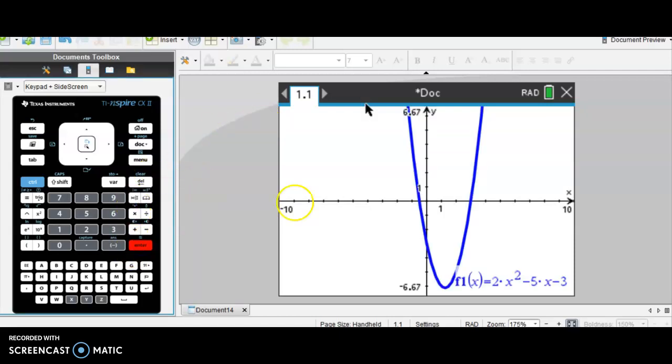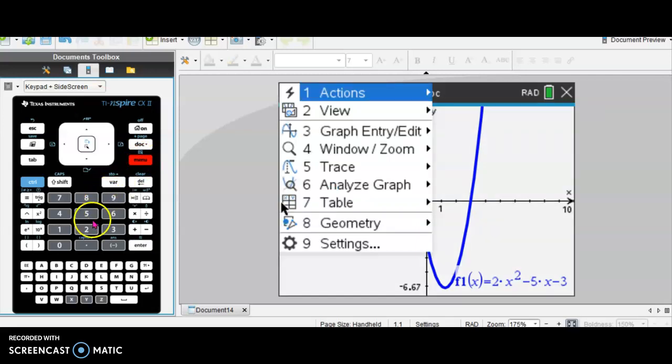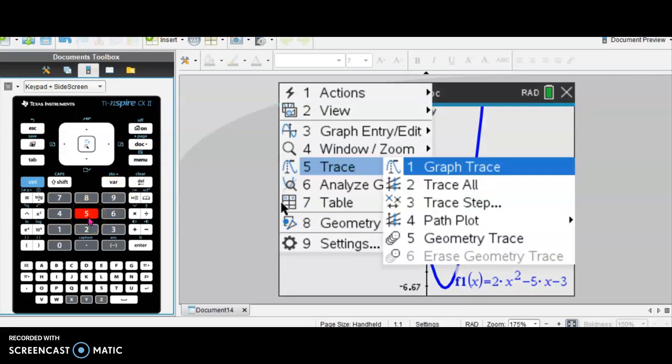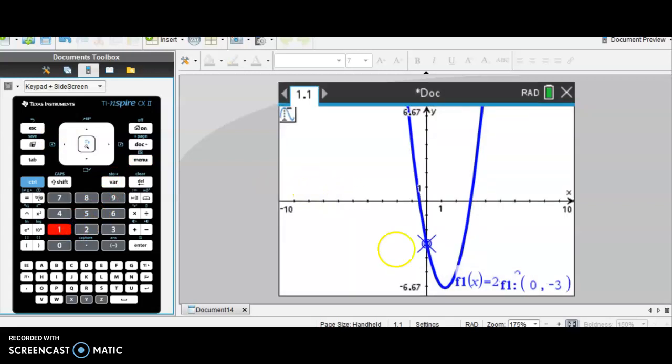There it is. Now you might think this is at 1, -1, and 3, but make sure you double check that it is a positive, that they are whole numbers. They may not be. So we're going to do trace again, menu, number 5, and number 1, graph trace. It once again starts here at the y-intercept, so I'm going to go left to get to this root, this 0. Notice it isn't a whole number. It's actually at -0.5. Otherwise known as -1/2. Now I'm going to go to the right and keep going until I get to the other 0, which is at 3.